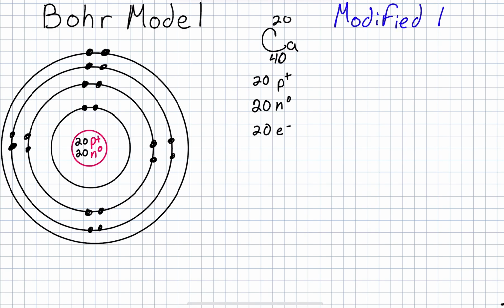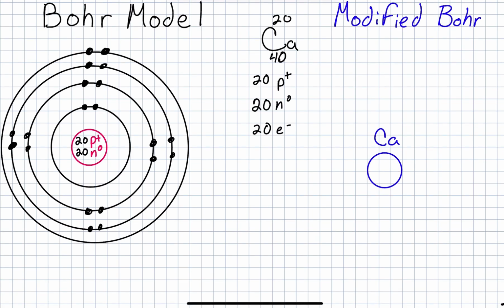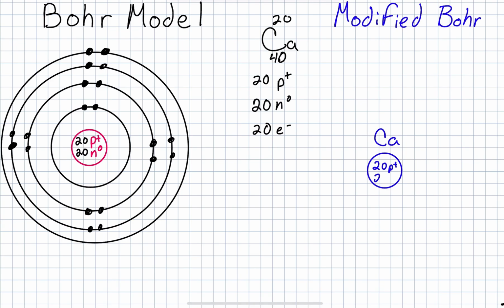So we're still going to include all the important parts of the Bohr model. We're just going to make it more convenient for us. And so with that, we're still going to include our symbol. We're going to include our nucleus. We're going to include the number of protons inside the nucleus and the number of neutrons inside the nucleus.